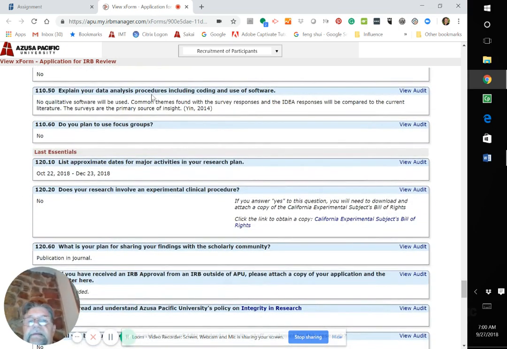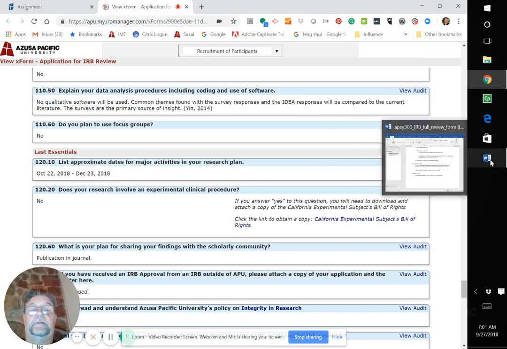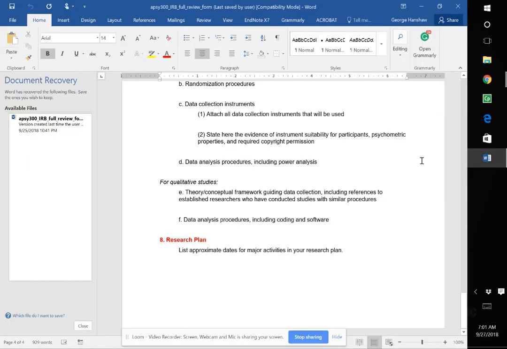Like here's our data analysis for the qualitative part, because our study is going to be both quantitative and qualitative. They call it a mixed method. No qualitative software will be used. Common themes found in the survey responses and idea responses will be compared to the current literature. Surveys are the primary source of insight. So you can follow that same sort of process right there if you like. And then your research plan, approximate dates. So I hope this was helpful in figuring out the type of stuff to put in the full IRB review. If anyone has any questions, please just let me know.